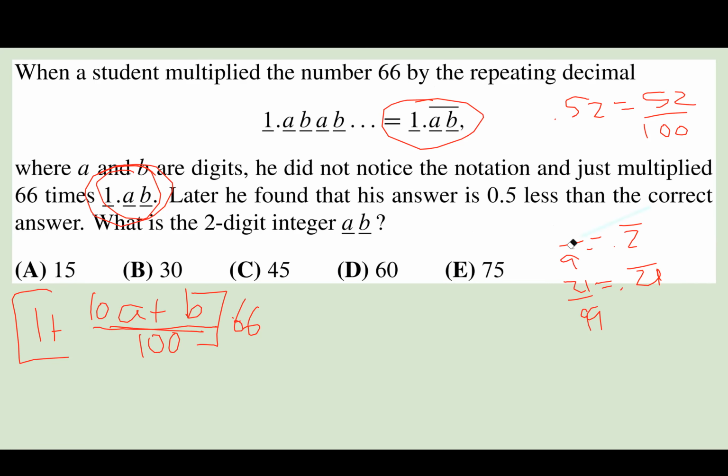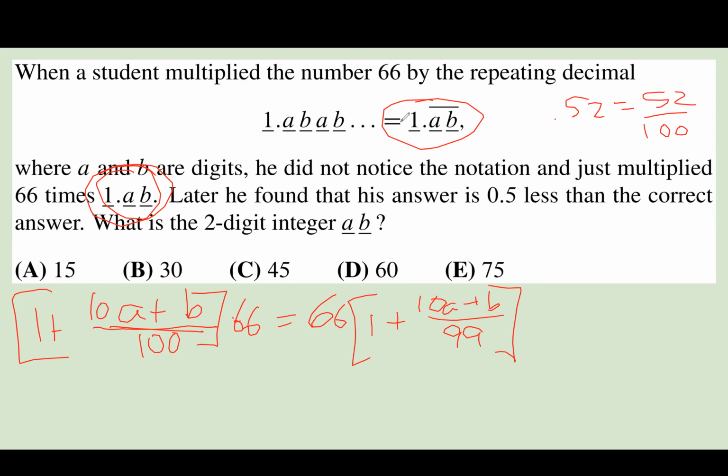Okay, so how am I going to get that? He found that his answer was 0.5 less than the correct one. So the correct answer is supposed to be taking 66 and multiplying it by 1 plus 10A plus B over 99. But this, the mistake answer, is 0.5 less than what the correct answer was supposed to be.